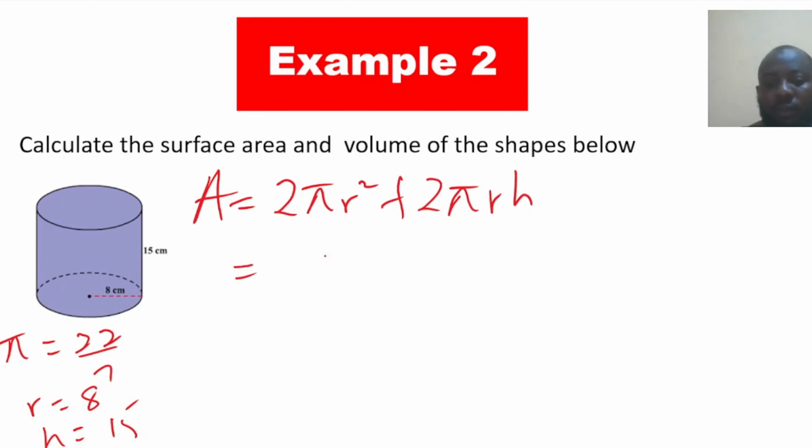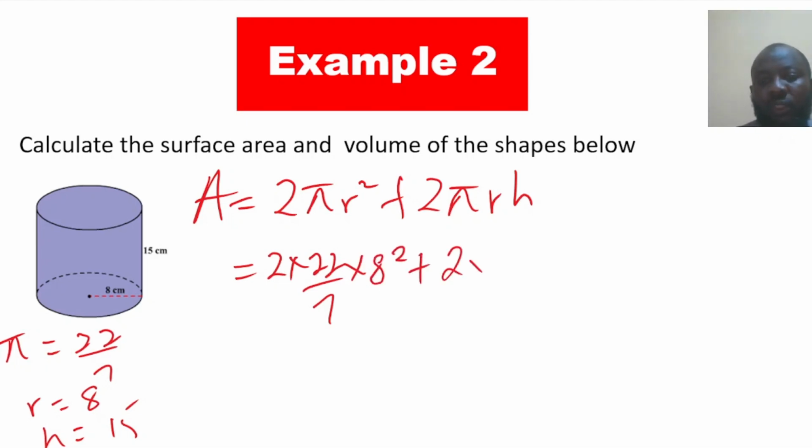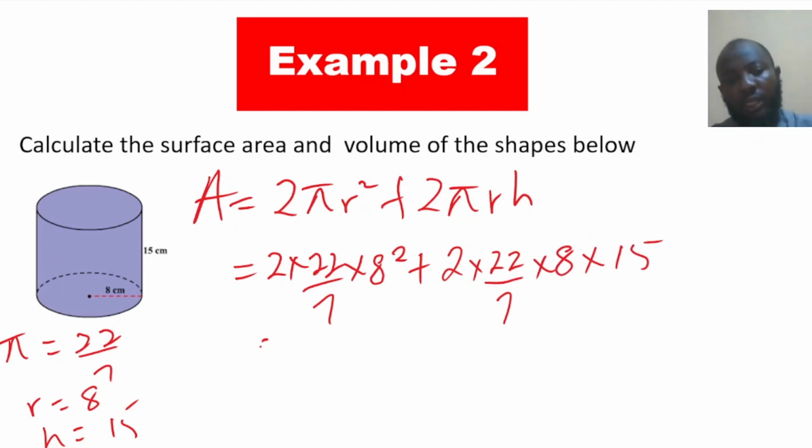So we can then use this to find the area. All right. So that's going to be 2 times 22 over 7 times radius, that will be 8 squared, plus 2 times 22 over 7 times radius, which is 8, times height, which is 15. So we can just multiply the numerators and find their LCM. So that's going to give us 44 times 64. That gives us 2,816.